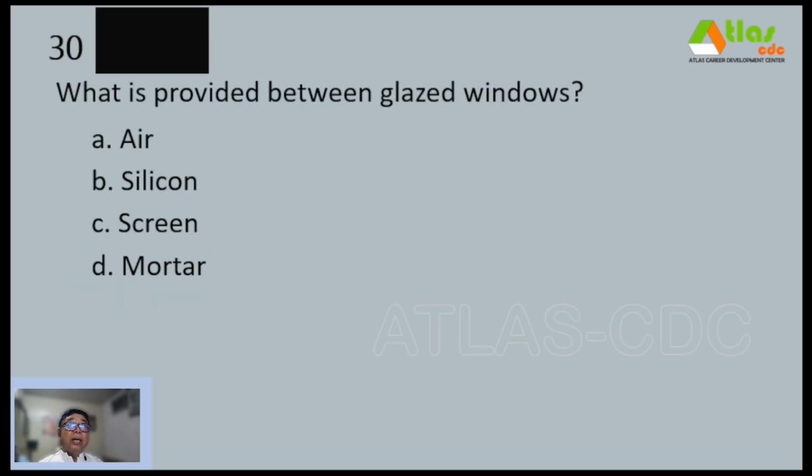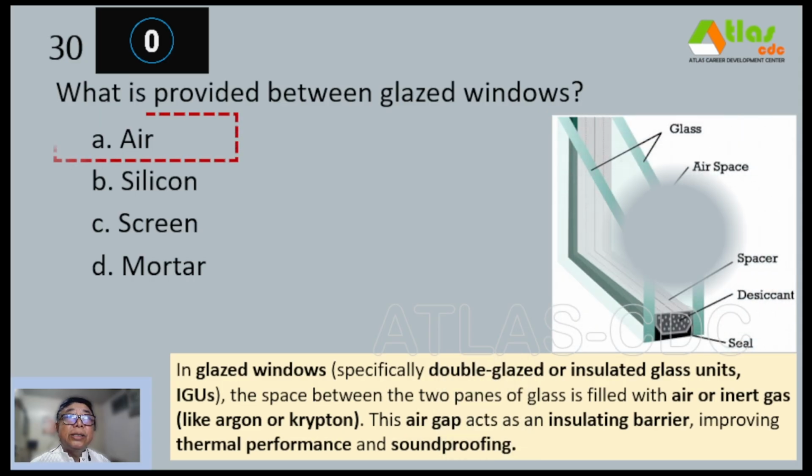30. And lastly, what is provided between glazed windows? A. Air. B. Silicone. C. Screen. And D. Mortar. And our correct answer is letter A, air.